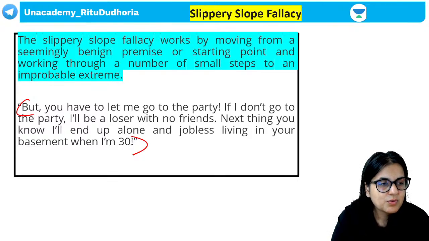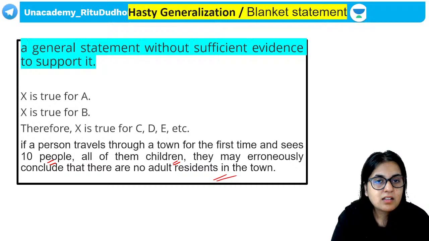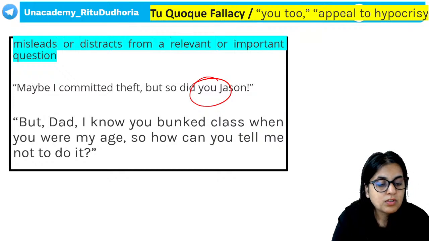Slippery slope, कहीं का कहीं ले जाना. I remember one student had given the example, मतलब tagline for this, Kashmir to Kanyakumari. सर्कुलर आर्ग्यूमेंट, घुमा फिरा के वही घूमते रहना. हेस्टी जनरलाइजेशन, एक के लिए सही है तो सबके लिए सही है. रेड हेरिंग फैलेसी, मुद्दे से हटना. डिस्ट्रैक्शन, डिस्टॉर्शन, मिसलीडिंग. यू टू, आपने किया है तो मैं भी करूंगा.